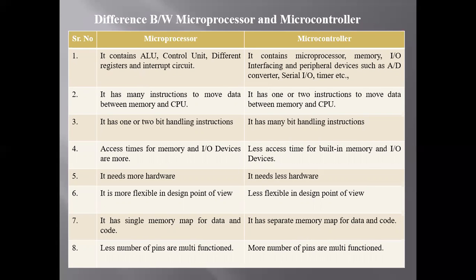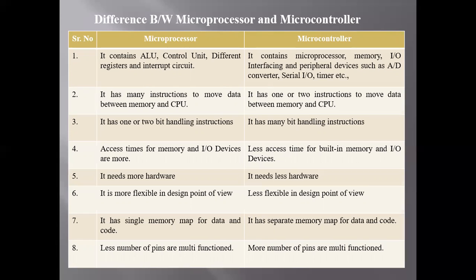etc. Second one, a microprocessor has many instructions to move data between memory and CPU. A microcontroller has one or two instructions to move data between memory and CPU. The third one, a microprocessor has one or two bit handling instructions. A microcontroller has many bit handling instructions. The fourth one, in a microprocessor the access times for memory and input-output devices are more. In a microcontroller, less access times for built-in memory and input-output devices.